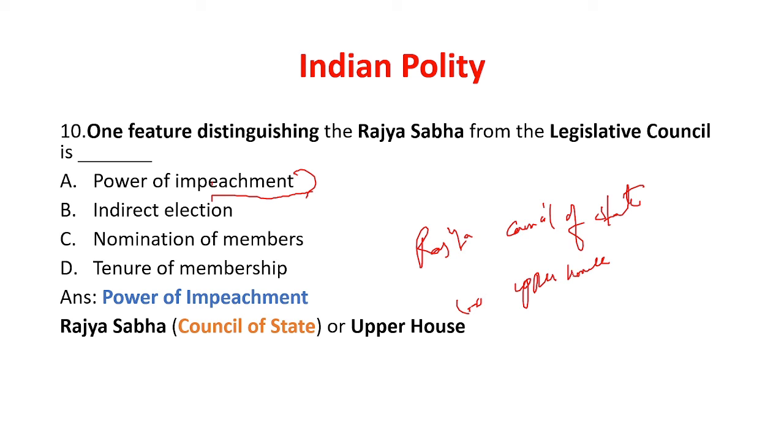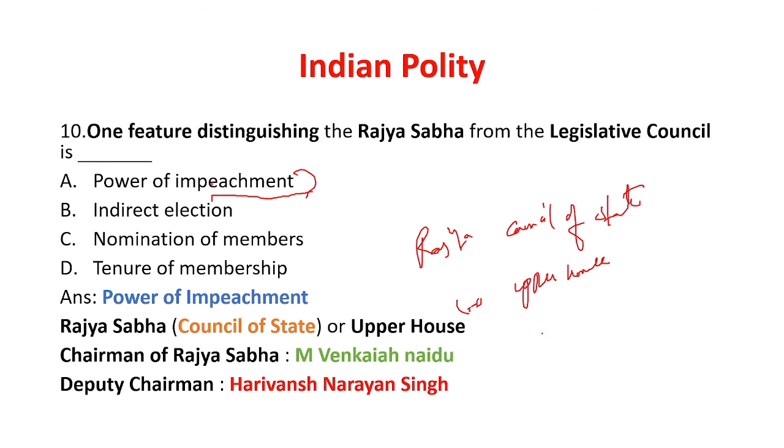Who is the chairman of Rajya Sabha? The current chairman is M. Venkaiah Naidu. And who is the deputy chairman of Rajya Sabha? Harivansh Narayan Singh. The Vice President of India is the ex officio chairman of the Rajya Sabha. Remember this one.